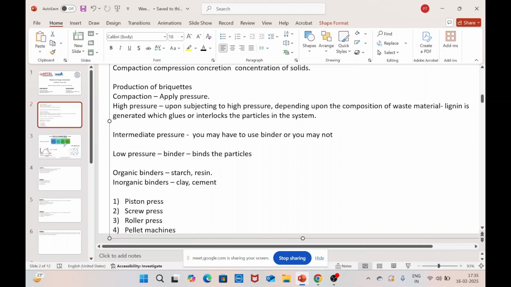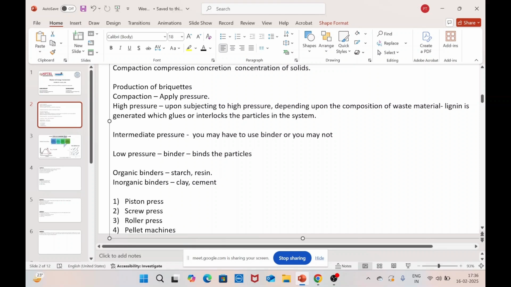So wherein you will tend to generate larger amount of briquettes. This piston press is a very simple mechanism. You need to feed your waste material, and then you will have a piston. This piston will press the feed material. Again, the way the piston is going to press your material depends. There are two different ways.